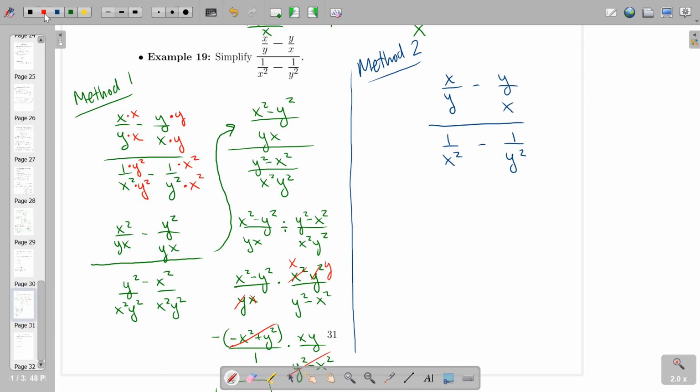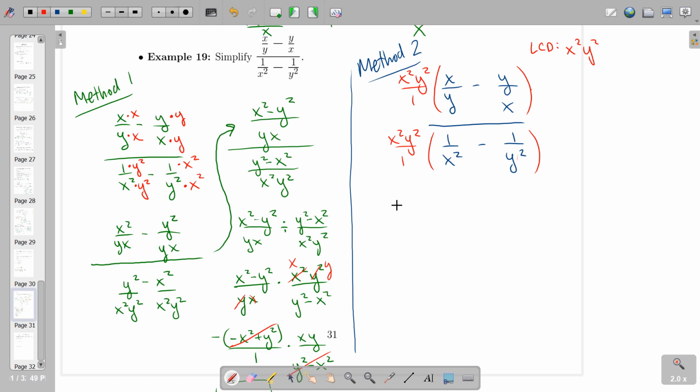So the LCD in this case would be x to the power of 2, because it appears twice in that denominator, times y to the power of 2, since it appears twice here. But then once you do that, the rest of it's a lot more friendly than the last one. I'm going to multiply by that on the top and on the bottom.